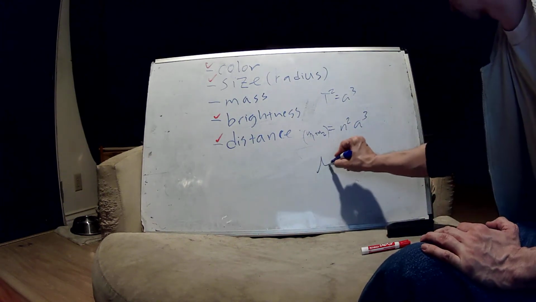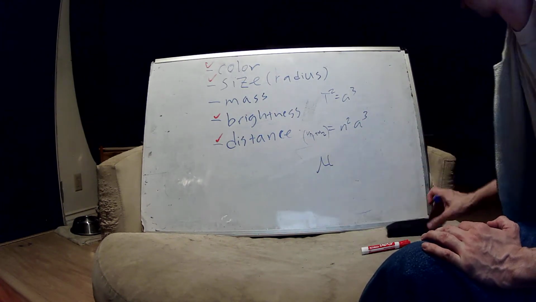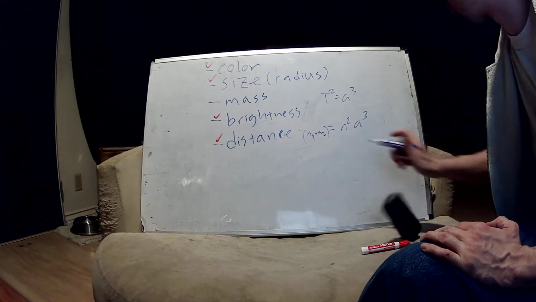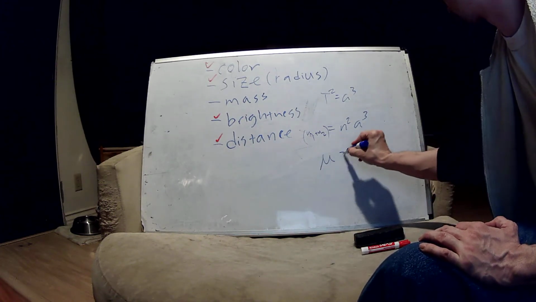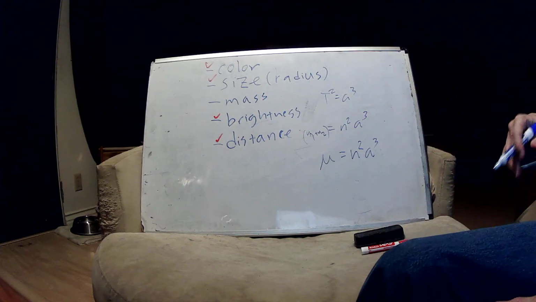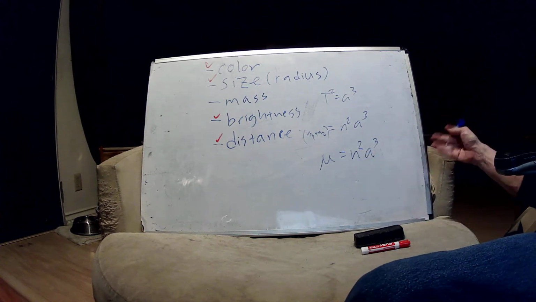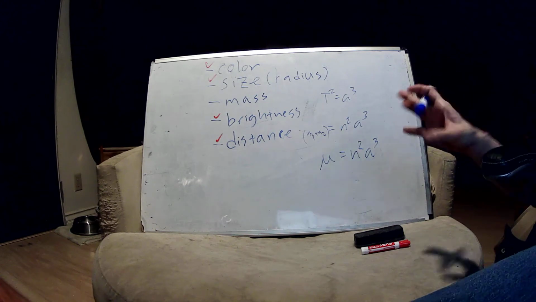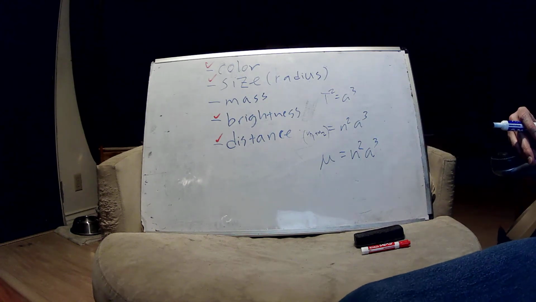Usually we write this as the Greek letter mu. Let me rewrite that. Usually we draw it this way, right? Mu is n squared a cubed. Sometimes we say n squared a cubed equals mu, whatever. But that's how we usually write this equation, right?